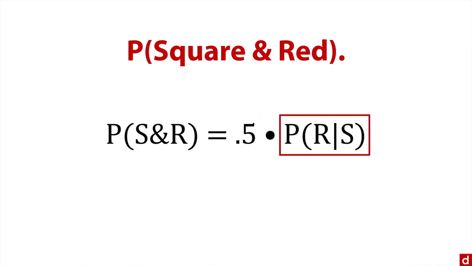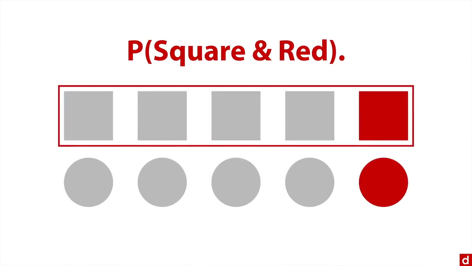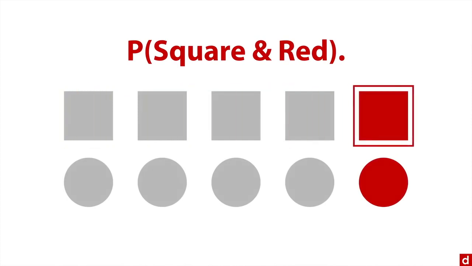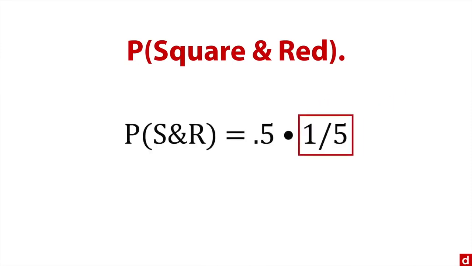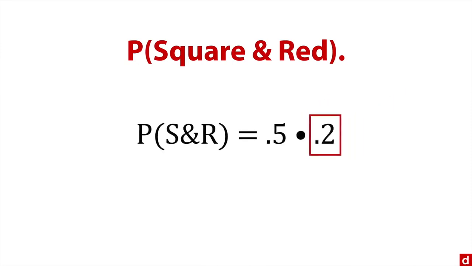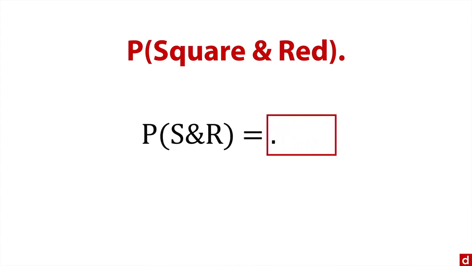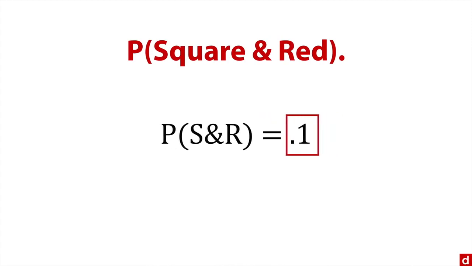And then we need the probability of red given that it's a square. So we only need to look at the squares here. There's the squares, 5 of them, and 1 of them is red. So that's 1 over 5. That reduces to 0.2. You multiply those two numbers, 0.5 times 0.2, and what you get is 0.1, or a 10% chance, or 10% of our total sample space is red squares.